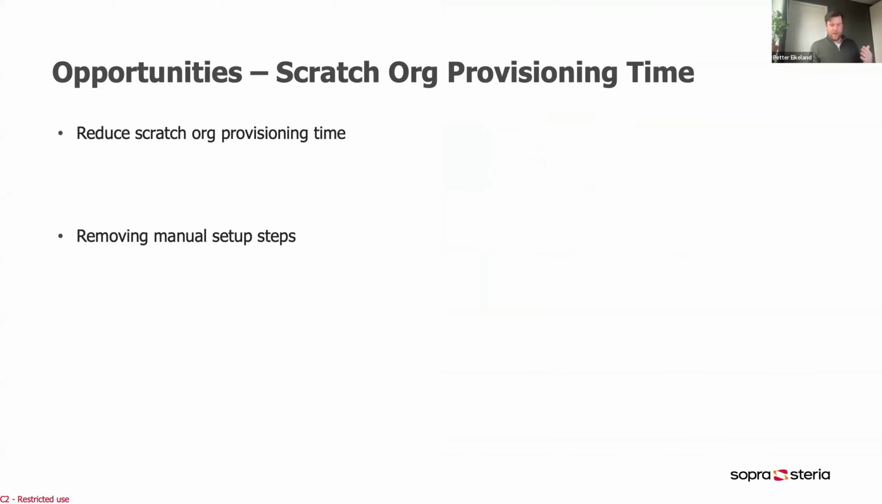So we have 2 categories where I see opportunities. The first is reducing the scratch org provisioning time, where I would really emphasize the difference between creation, i.e. when it's available and you can log into it, versus provisioning, how long until everything is set up in your scratch org for development. And the other opportunity we'll go into is the removal of manual steps.